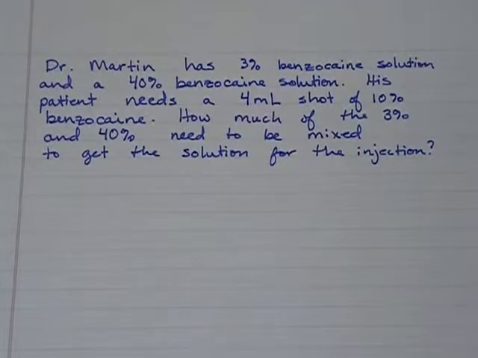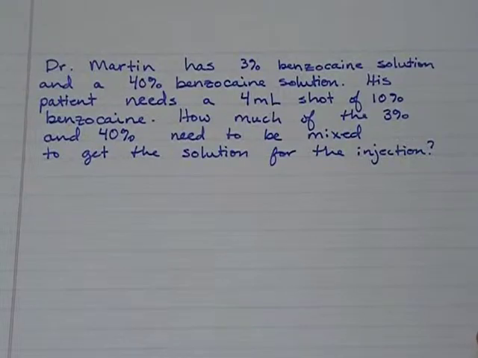Dr. Martin has a 3% benzocaine solution and a 40% benzocaine solution. His patient needs a 4 milliliter shot of 10% benzocaine. How much of the 3% and the 40% need to be mixed to get the solution for the injection?